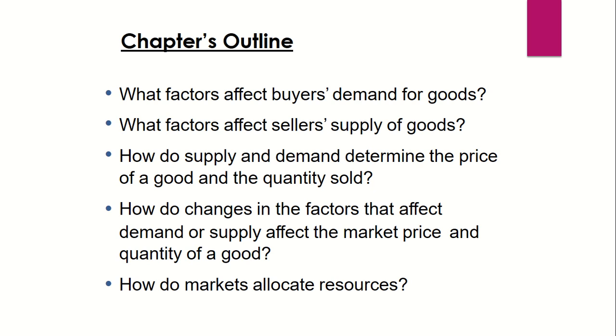Here comes the chapter's outline. In this chapter, we will study what factors affect buyers' demand for goods, what factors affect sellers' supply of goods, how supply and demand determine the price of a good and the quantity sold, how changes in the factors that affect demand or supply affect the market price and quantity of a good, and how markets allocate resources.